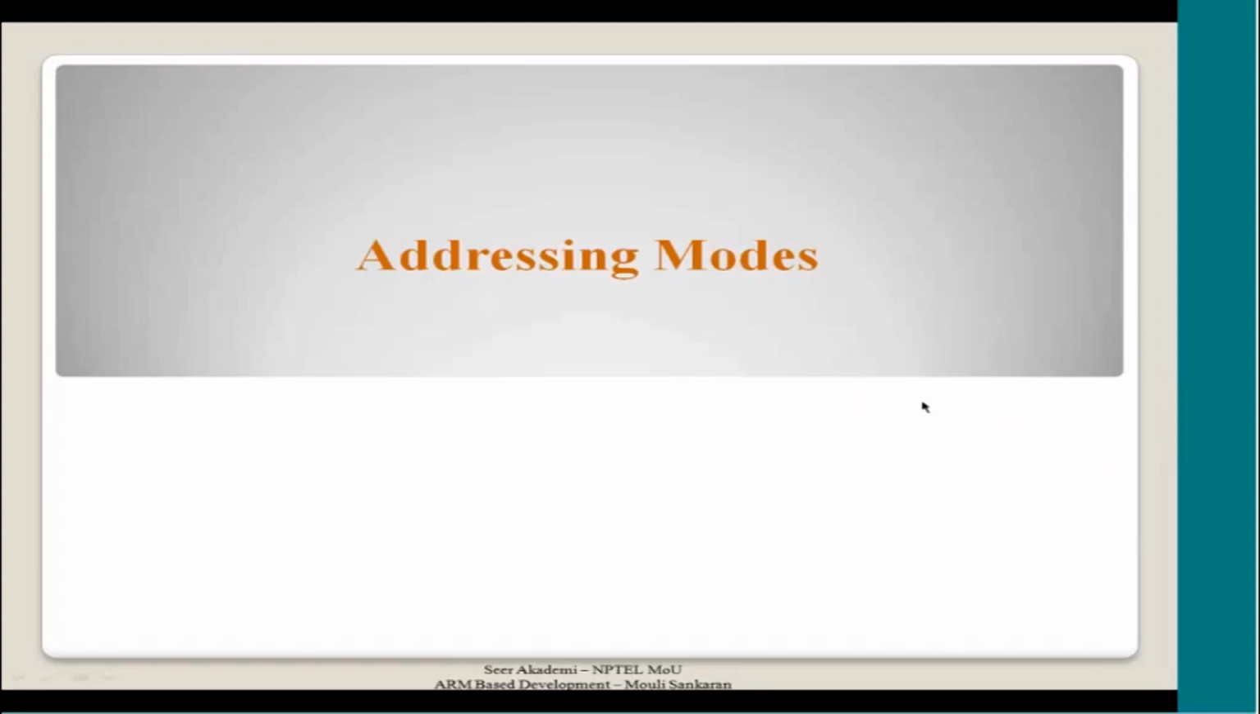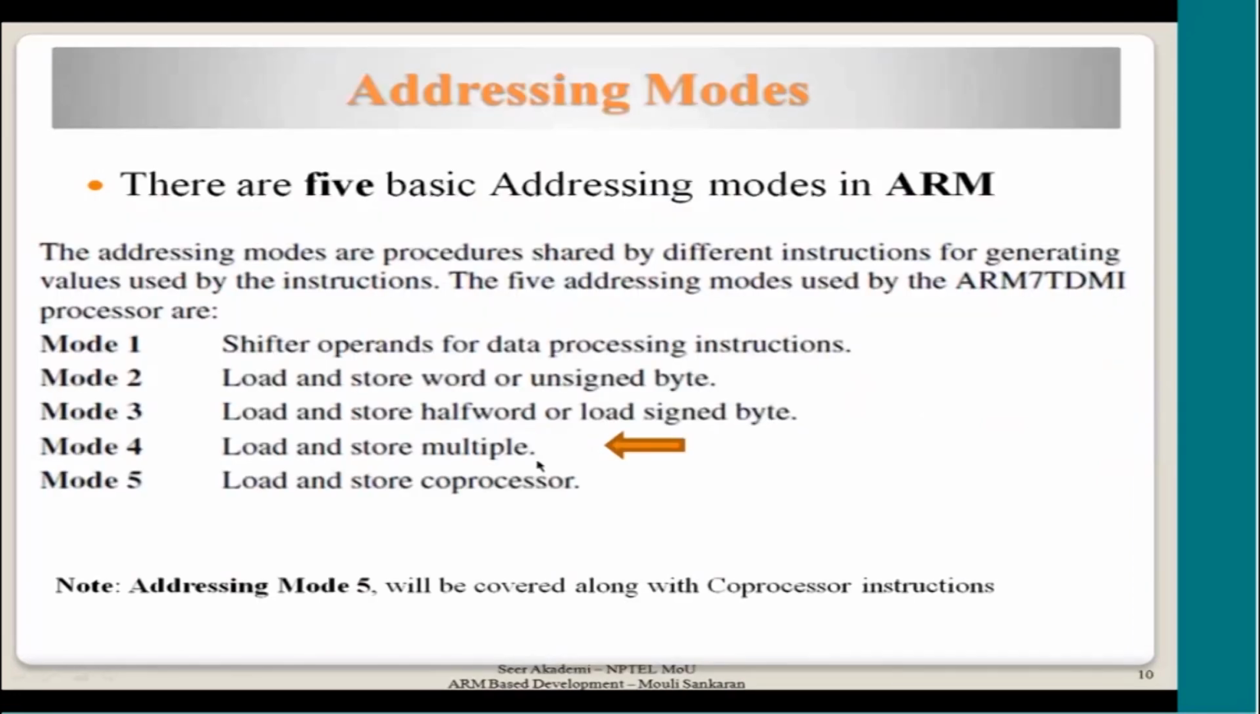So let us get into multiple load or store instructions. It's very interesting. Please pay attention to it. Accessing one memory and multiple memories involves some things. Okay, multiple sequential accesses. Let us see. This is mode 4 we are going to talk about. With this, we will be completing the addressing mode discussion, and mode 5 will come later when we talk about coprocessors. Okay.